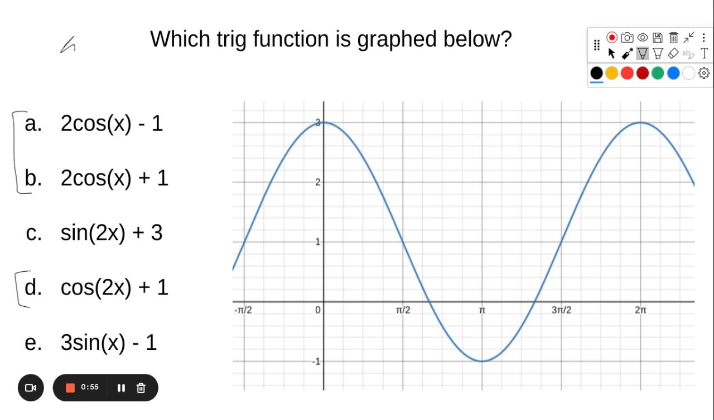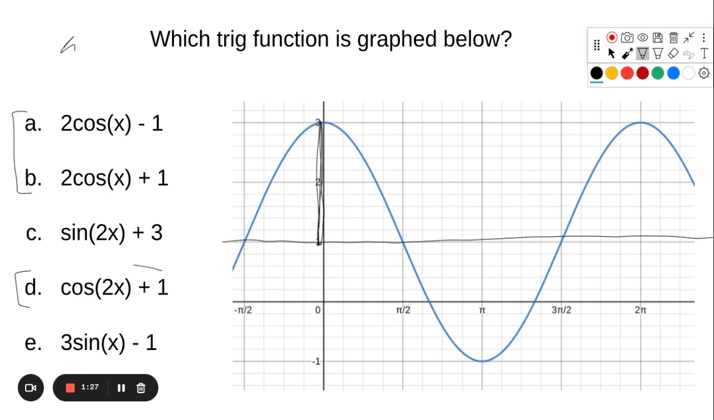What else can I look for here? It has an amplitude of 2. So this line right here is called the midline. It's the line that kind of splits it in half. Now, if you measure from the midline up to the peak or down to the valley, whatever that distance is, that's going to tell you your amplitude. Okay, and that's 2 units. So it looks like it should be A or B.